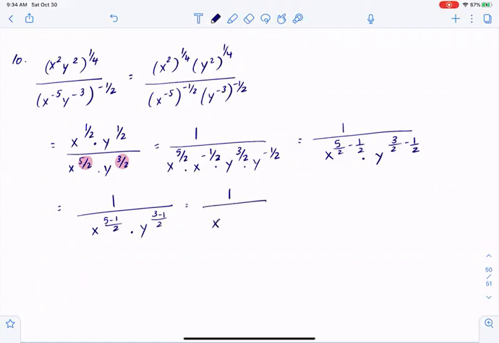5 minus 1 is 4. 4 divided by 2 is 2. 3 minus 1 is 2. 2 divided by 2 is 1. And y raised to 1 is simply y. So the answer is 1 over x squared times y.